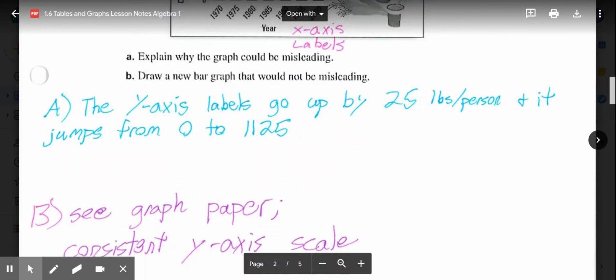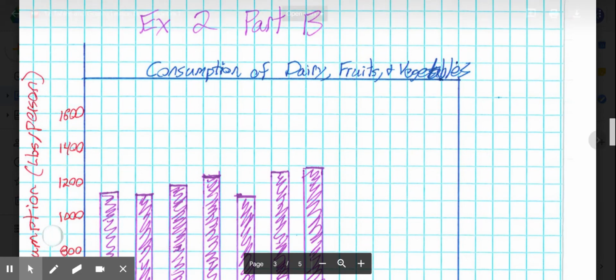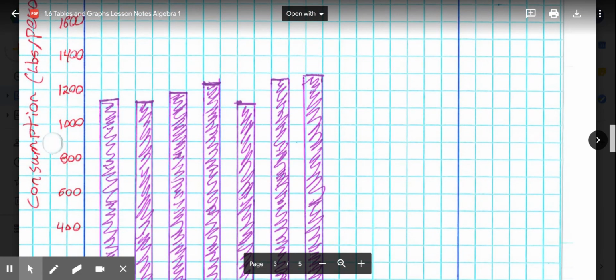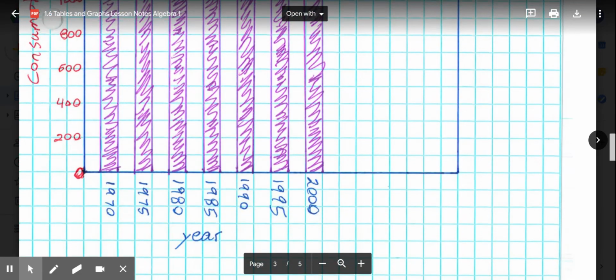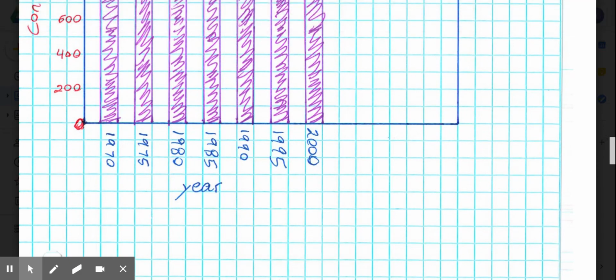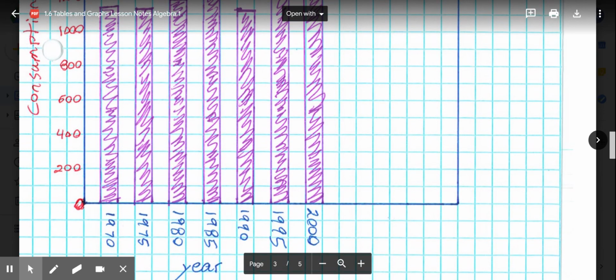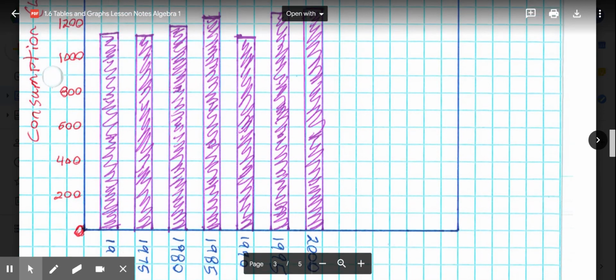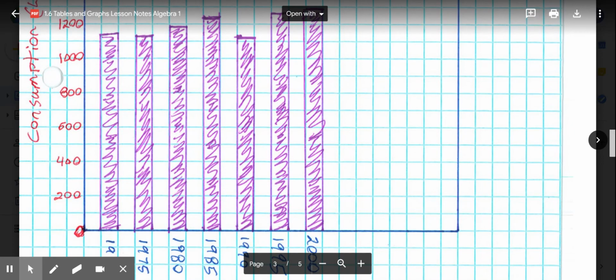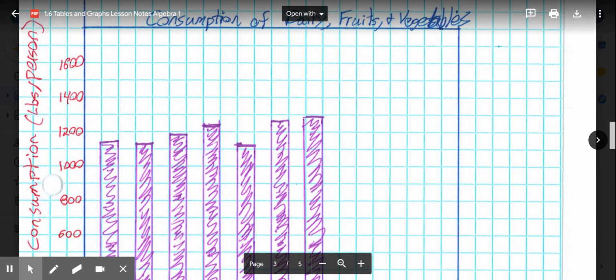So in part B, they're asking, how can we draw a bar graph that is not misleading? So that comes down to the graph paper here where I drew it. Again, I added my title, added my y-axis labels, added my x-axis and labels. And in this case, what I did is I started at 0, and then each line was 100. So it went up 0, 100, 200, 300, 400, 500, 600, and so on. So every line was consistent.